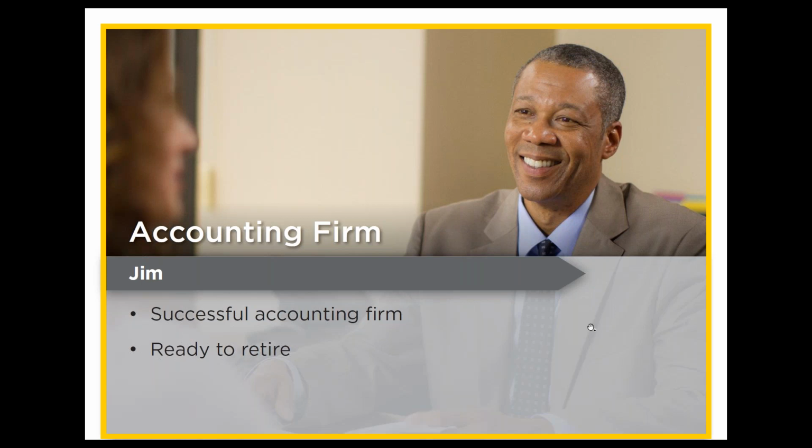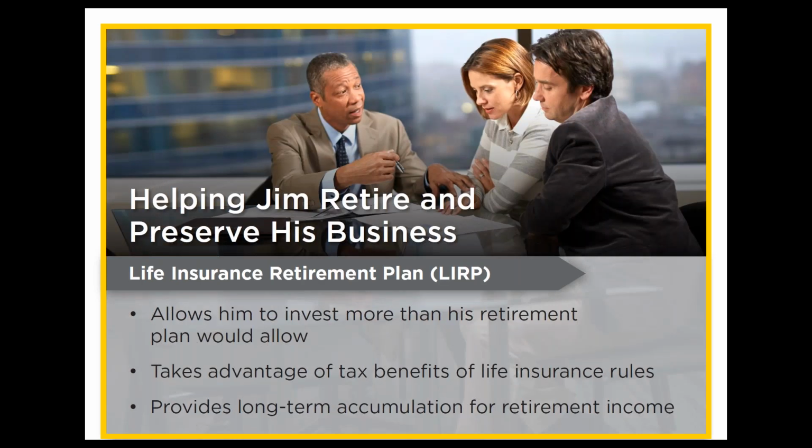So the LIRP is an insurance policy. It's designed for retirement savings, and it's well suited for Jim because of his high income. And the high income excludes him from being able to contribute to a Roth IRA, which allows for tax-deferred or tax-free growth.